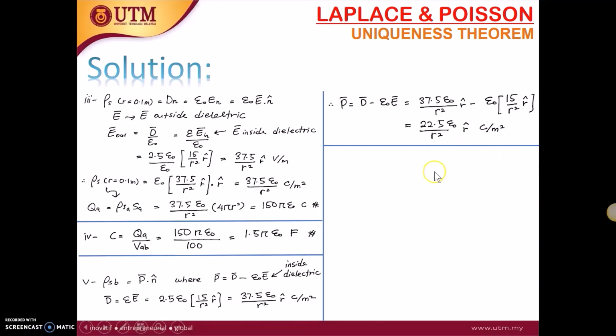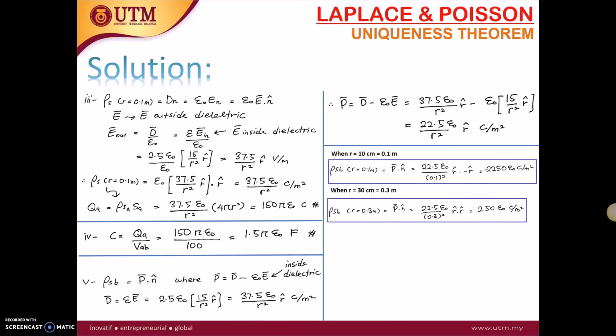Right, after we obtain the polarization, we can later on determine the bound surface charge at the surface of our dielectric material between A and B. So we can determine the rho SB at R equal to 0.1 meters and rho SB when R equal to 0.3 meters. It can be determined by using the polarization dot product with the normal vector normal to the surface. Let's say when R equal to 0.1 meter, which is at the inner surface of your sphere, the normal vector will be facing inward to the sphere. That means the normal vector becomes negative R. When R equal to 30 cm or 0.3 meters, the normal vector is basically facing out of the surface. Okay, this is positive R.